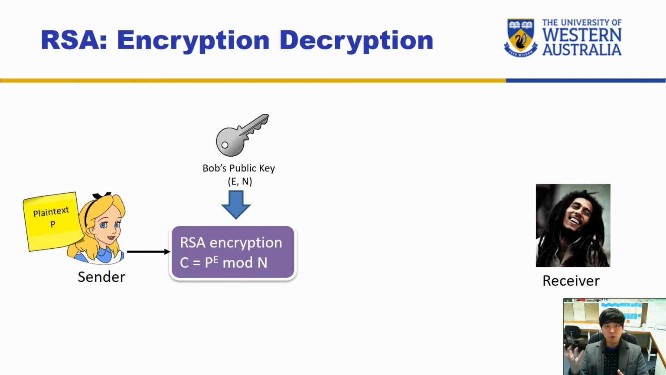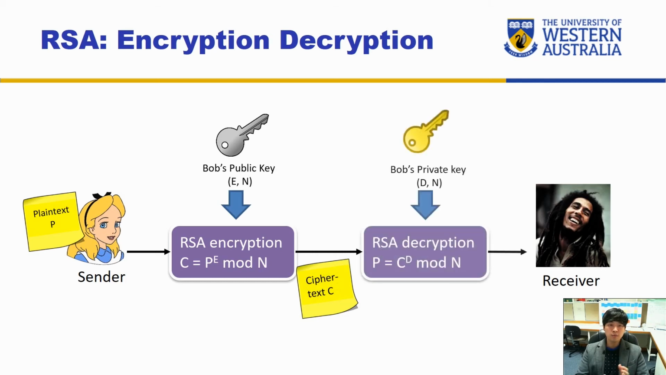With Bob's public key, what we calculate is p to the power of e mod n, and that's going to generate our ciphertext C. So we can send over the ciphertext C, and Bob has his own private key, which is the d, n pair, and what he does is compute c to the power of d mod n, and with this process he retrieves back the plaintext p. So we can retrieve plaintext p this way.